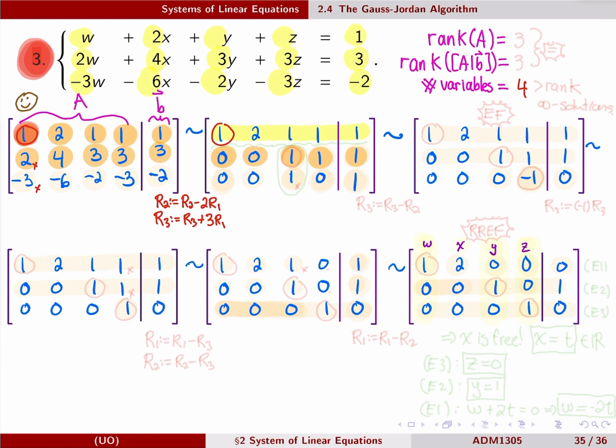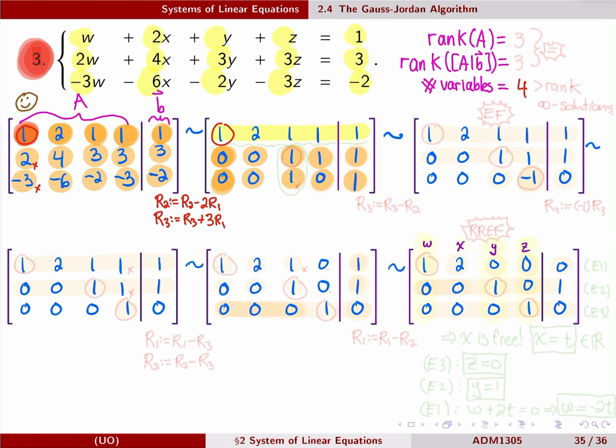Then again, the first column for the third row: minus 3 plus 3 times 1 gives you 0. Of course, you want zeros here in the first column. That was the point of those two eliminations. Then you continue: minus 6 plus 3 times 2, we get 0 again. Minus 2 plus 3 times 1, that's a 1. Minus 3 plus 3 times 1 is 0. And minus 2 plus 3 times 1 gives you a 1.